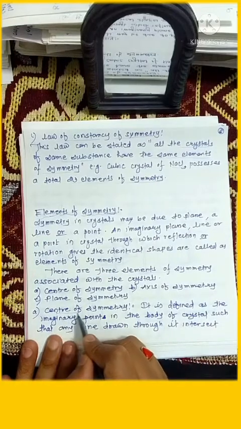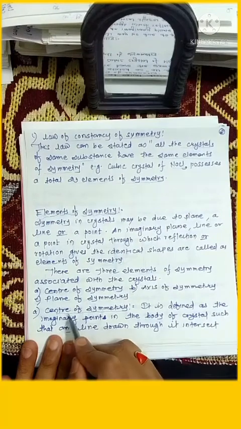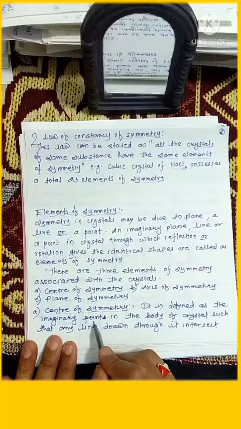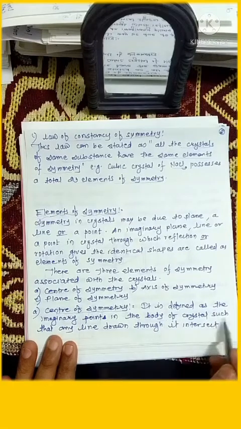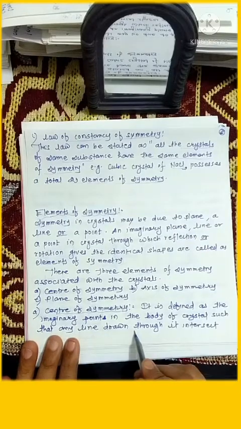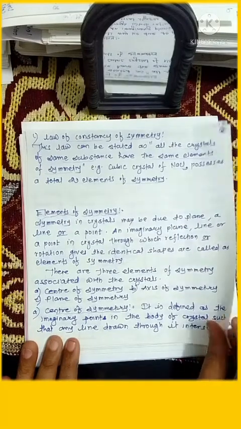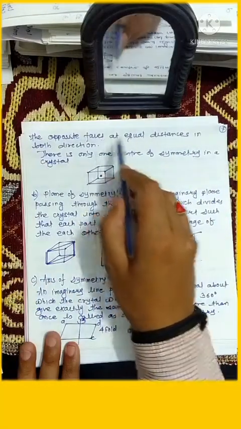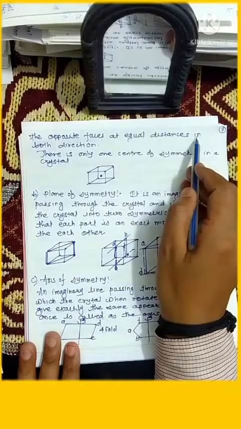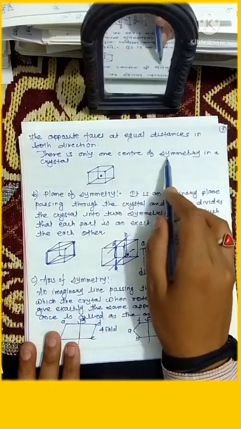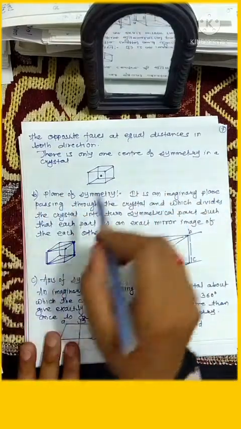Now we are going to see the meaning of center of symmetry. It is defined as an imaginary point in the body of the crystal such that any line drawn through it intersects the opposite face at equal distance in both directions. There is only one center of symmetry in the crystal.